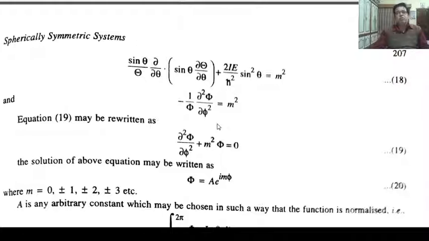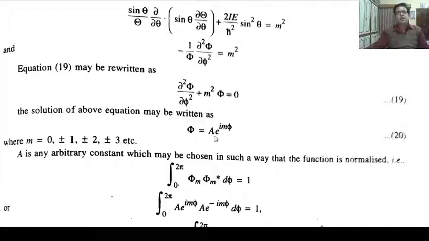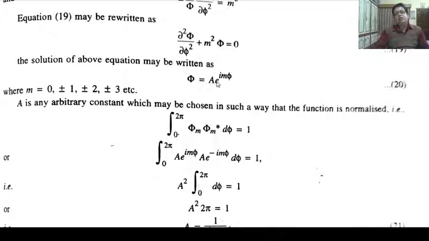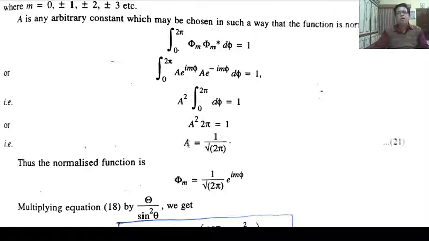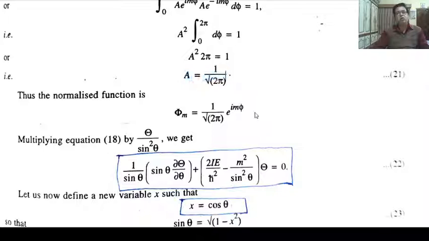Now the equation becomes, for theta and phi. Phi is a simple equation, d square capital Phi upon d phi square plus m square capital Phi equal to 0. So capital Phi equal to A e raised to i m phi. M is 0, plus minus 1, plus minus 2, etc. We can easily calculate the normalization constant by using the normalization condition, integration 0 to 2 pi of phi star phi d phi equal to 1, and the value of A equal to 1 upon under root 2 pi. So the normalized wave function is capital Phi m equal to 1 upon under root 2 pi e raised to i m phi.